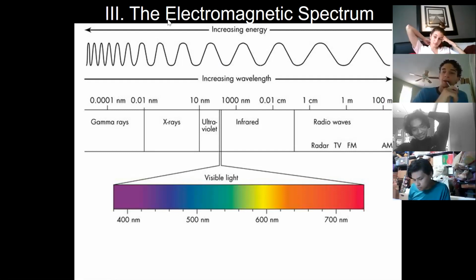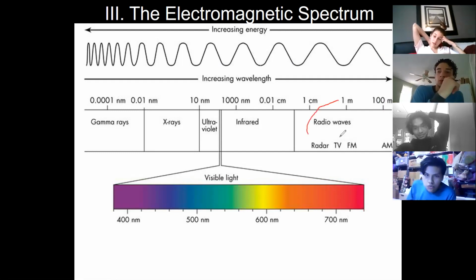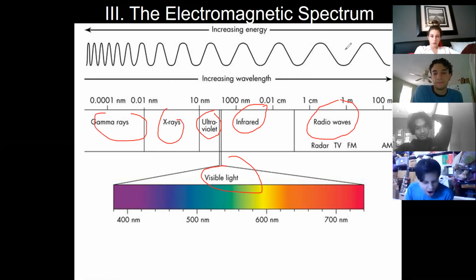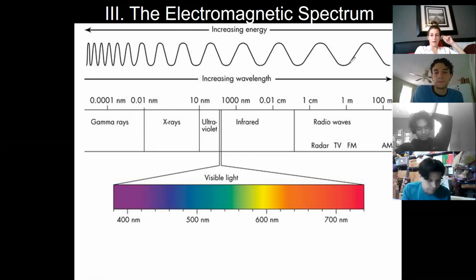When I'm asking for a regime of the electromagnetic spectrum, I want to know, is it radio waves? Is it infrared? Is it ultraviolet? Is it visible? Is it x-rays? Is it gamma rays? Okay? So saying level one or level two didn't make sense.